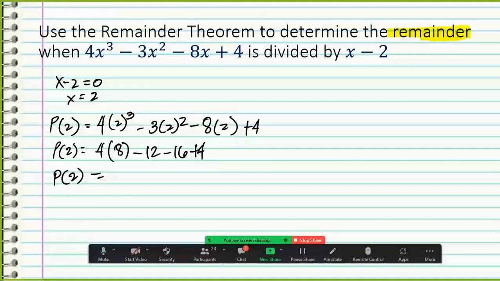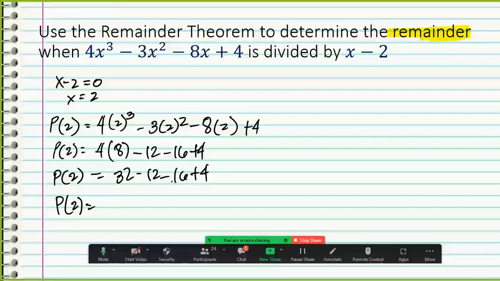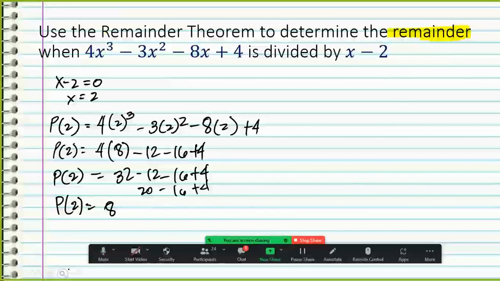So P of 2 equals 4 times 8, we have 32, minus 12, minus 16, added by 4. So we have P of 2 equals 32 minus 12, we have 20. Minus 16, so we have 4. Added by 4, we have 8. So we have 20 minus 16, that's 4. Then we have 4. So we have P of 2 equals 8. Question for this item?